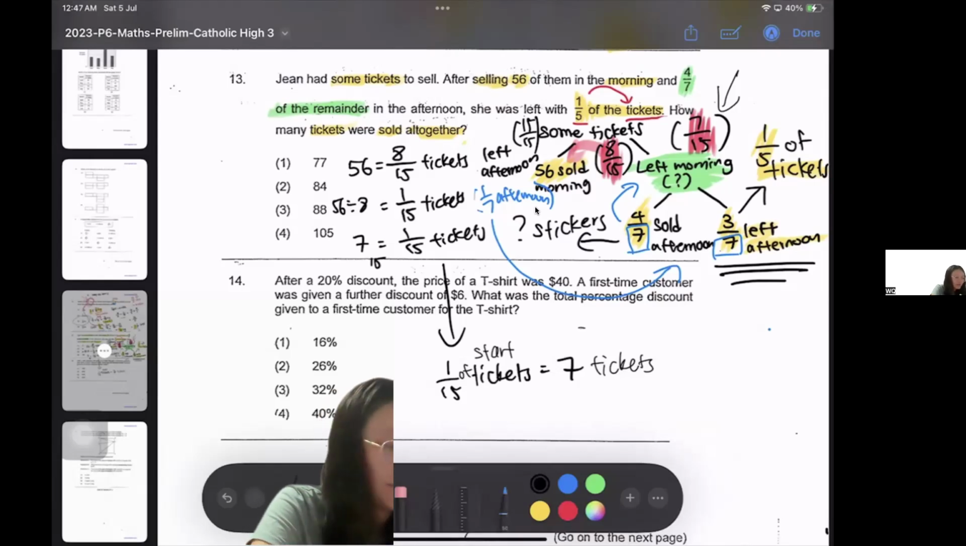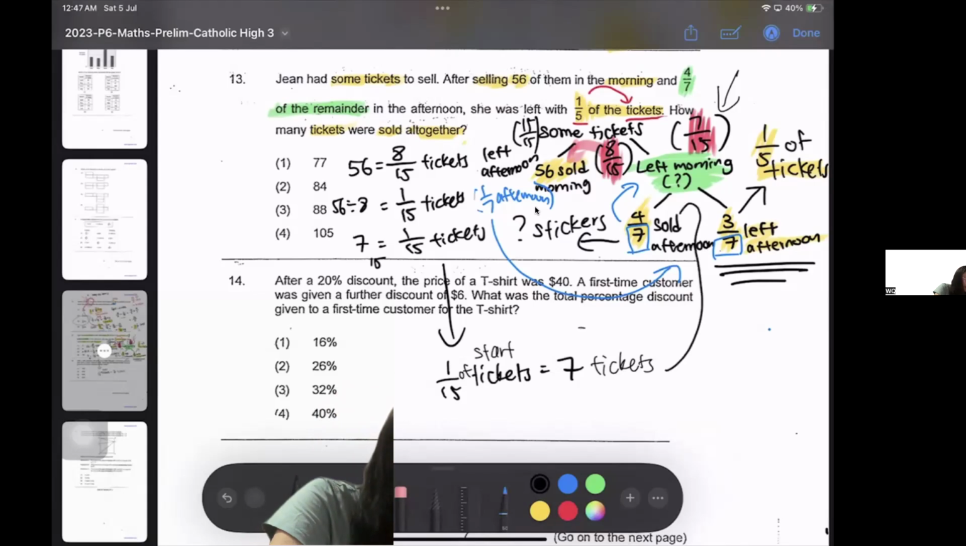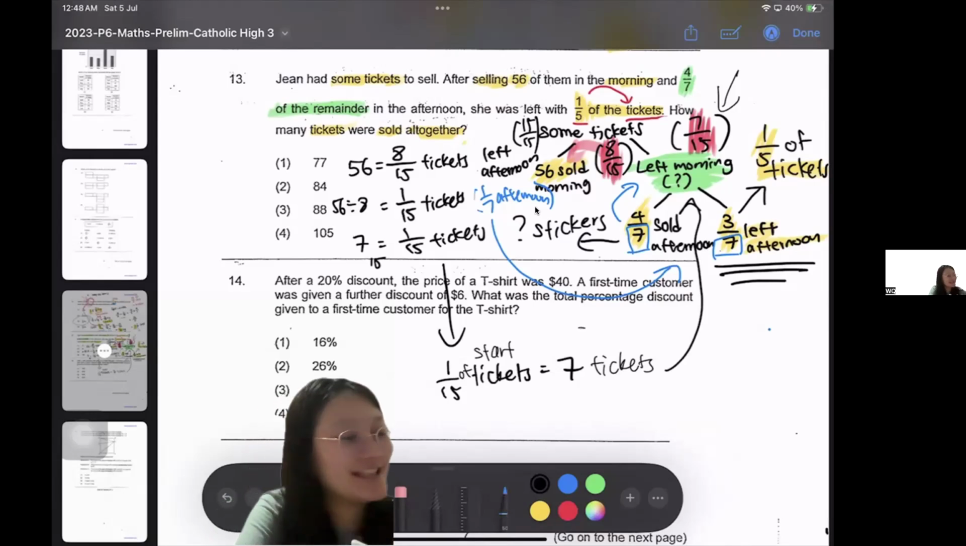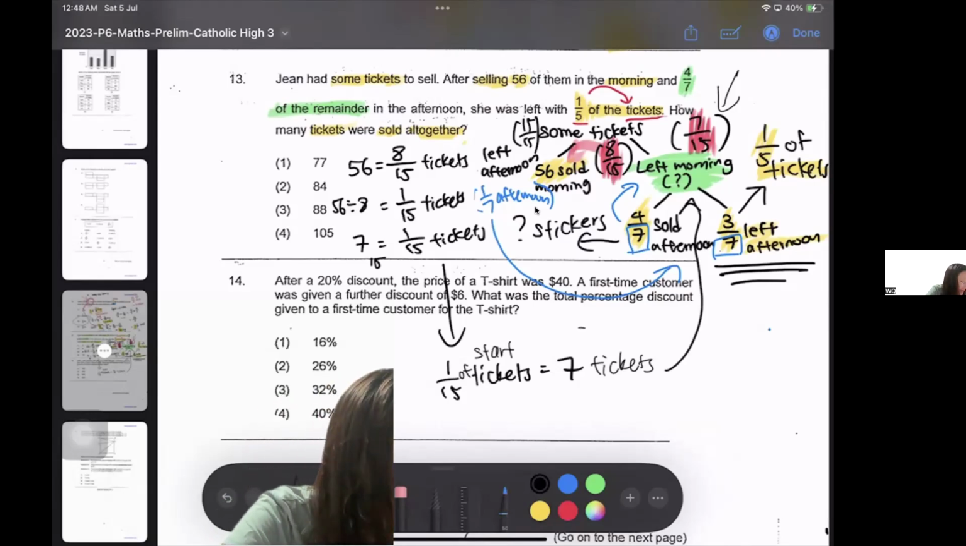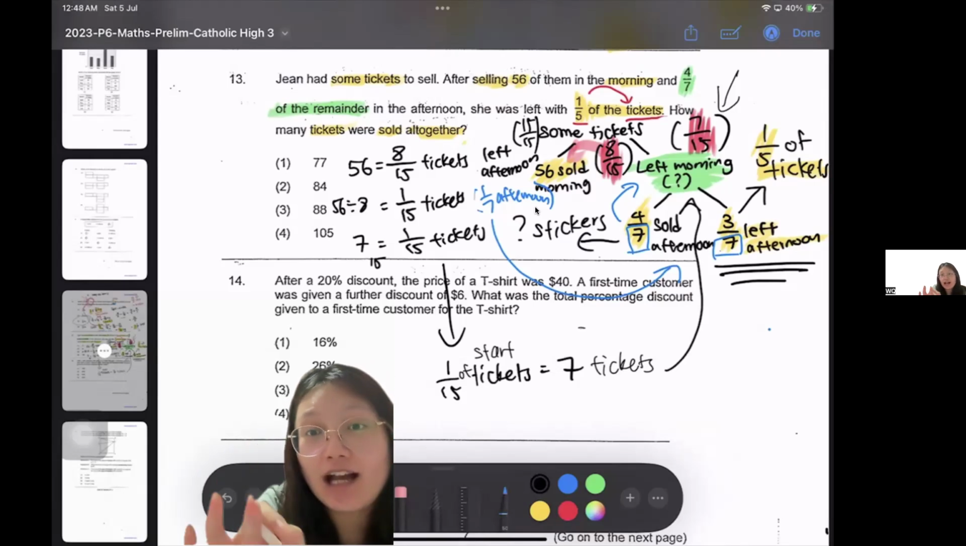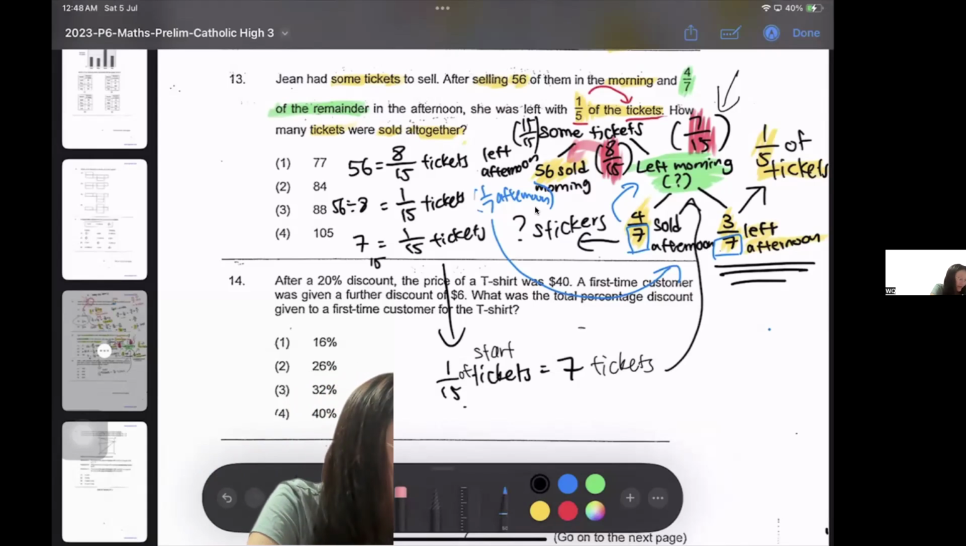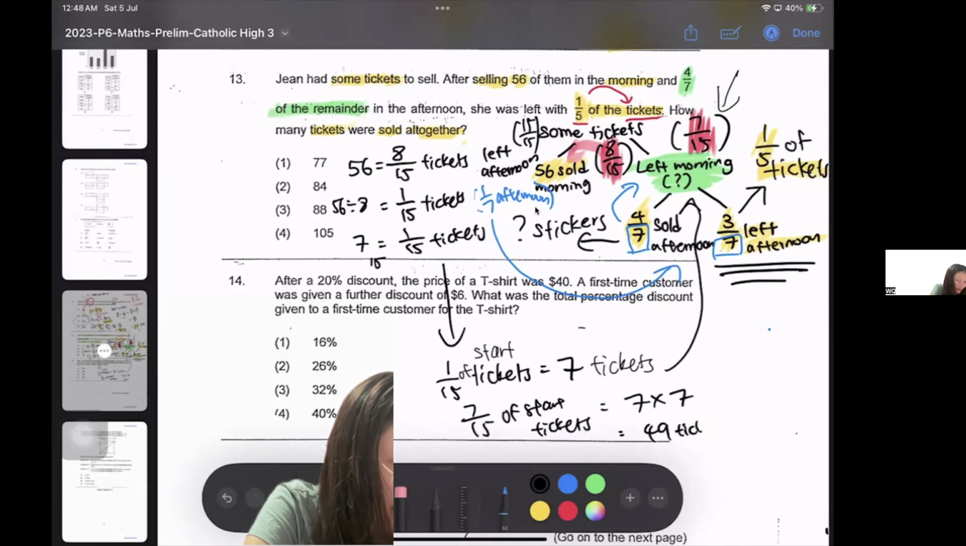So what you need to do is find what is the left in the morning first. Okay, left in the morning. This looks kind of complicated, but you just try to follow along. So left in the morning is 7 out of 15, which means you need to find what is 7 out of 15. So 7 out of 15 of the start tickets equals 7 times 7, which equals 49 tickets. So now you can put in your question mark here.